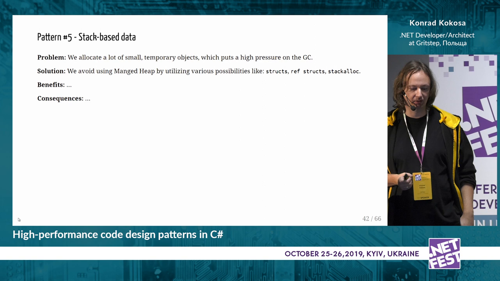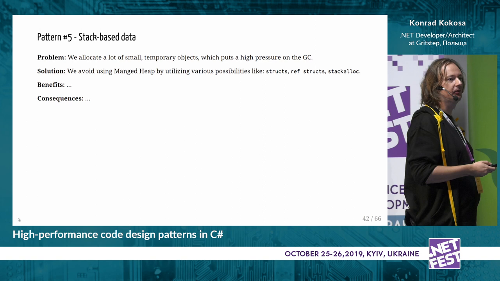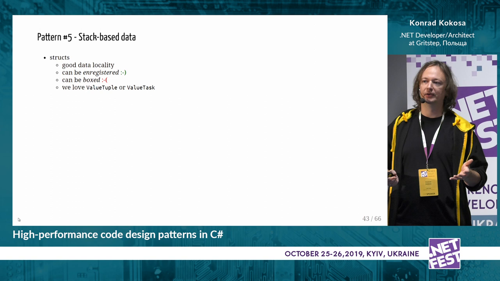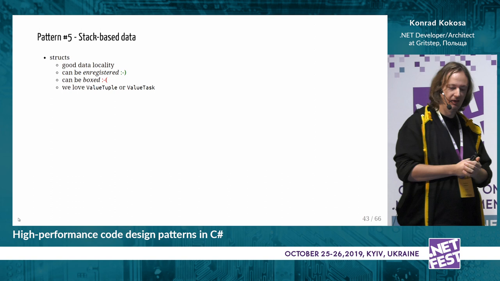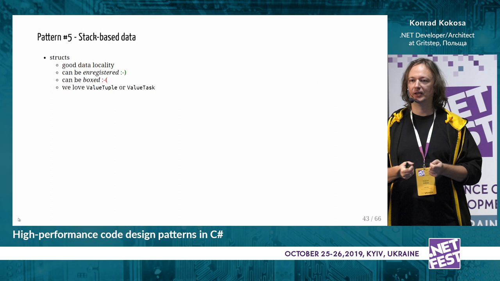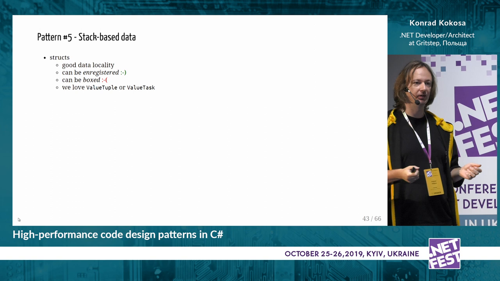And how can we solve it? The simplest way is just not to allocate on the managed heap. In C# we have various possibilities to do that. Obviously we have structs, which are with us in C# from the very beginning, and they provide good data locality. There is no metadata, there is no object header, so they are more packed. And even the JIT can enregister them, so they can live on the stack, but they can also be enregistered, which means the JIT will put the data of the struct into the registers of the CPU, so it will be even faster. But unfortunately, it can be boxed, and the scenarios in which structs become boxed are so complex that I'm probably not even aware of every one of them.